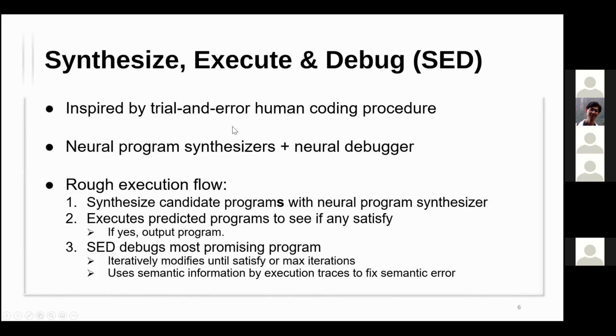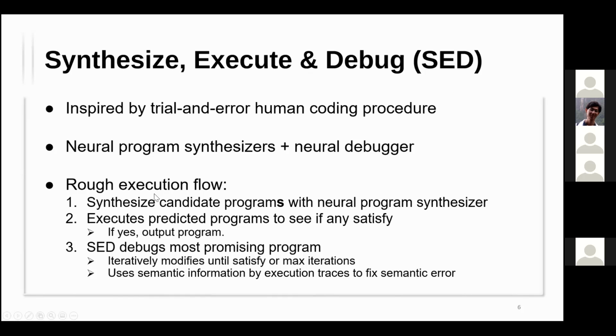It's inspired by the trial and error human coding procedure. From a synthesizing perspective, it will synthesize a few programs, which we call the candidate programs. After that, we execute the different programs, and we select the most promising candidate program to go for debugging. Then it's a recursive process where they keep generating the most promising program to go for debugging. So it's made up of two different components: one is the synthesizer itself, and one is the debugger.